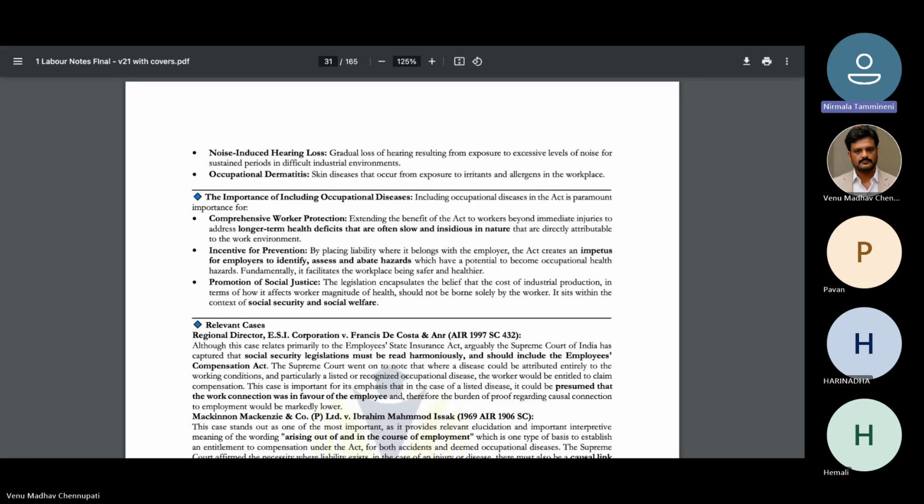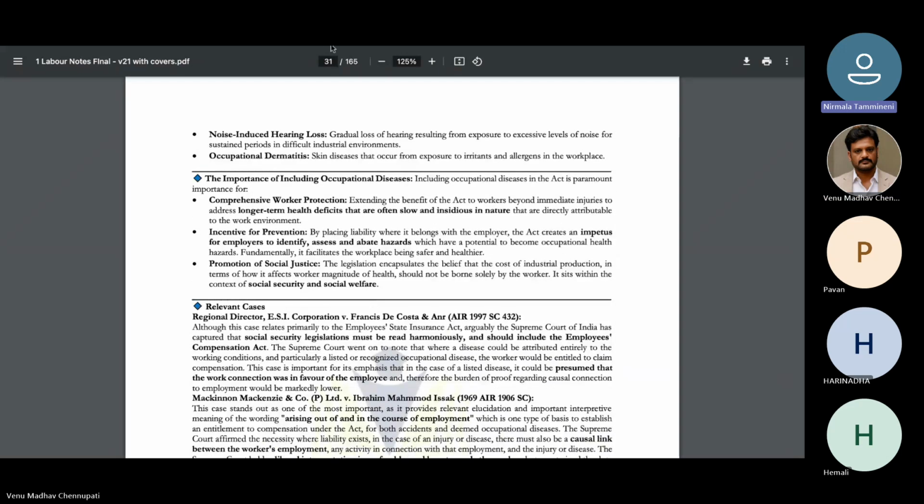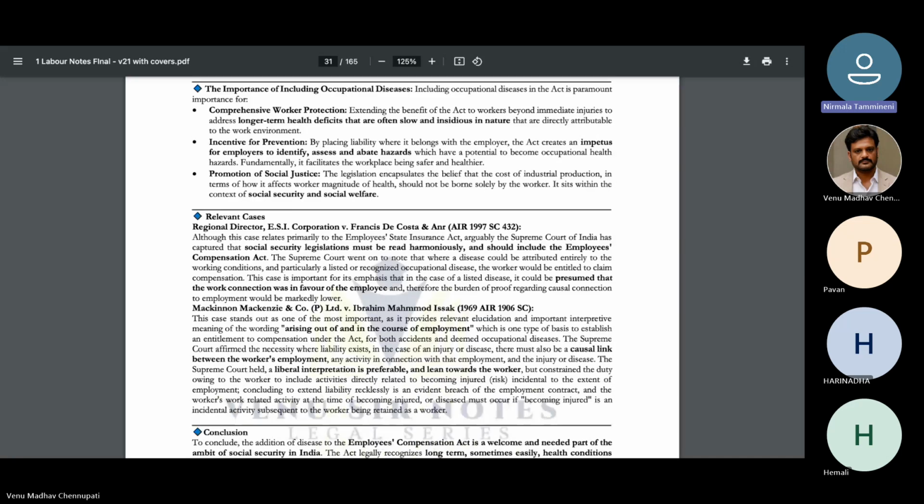Importance of including occupational diseases. Including occupational diseases in the Act is of paramount importance for comprehensive worker protection. Extending the benefit of the Act to workers beyond immediate injuries to address longer term health deficits that are often slow and insidious in nature, that are indirectly attributable to the work environment. So that needs to be covered.